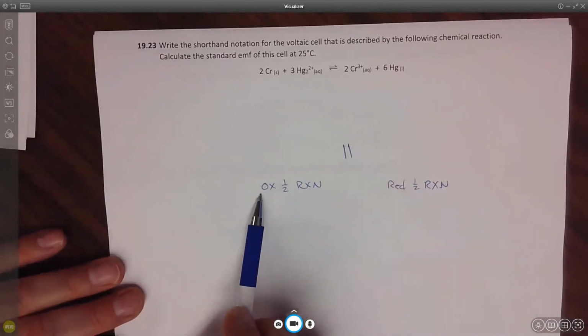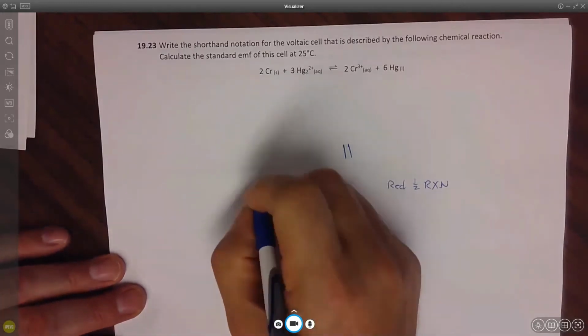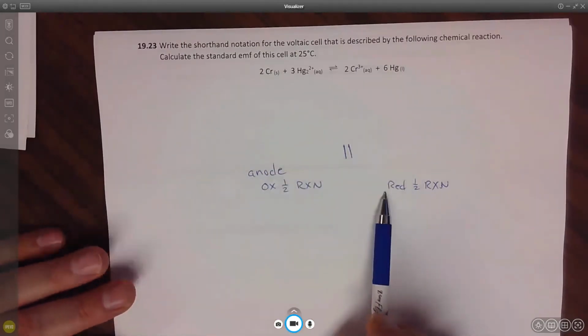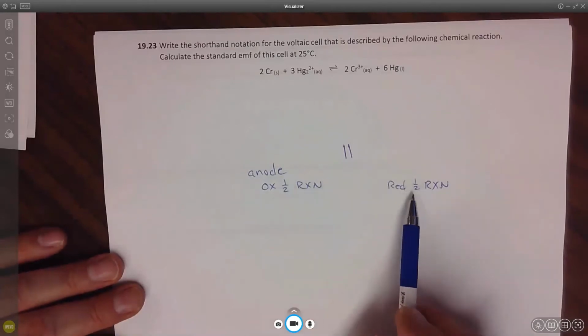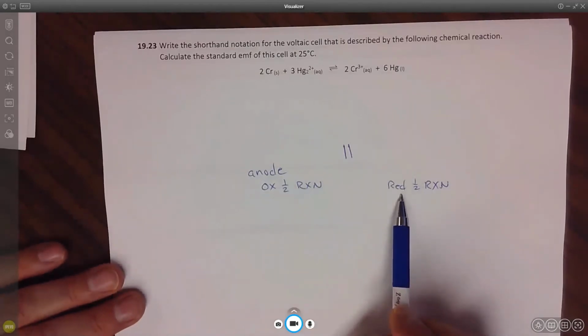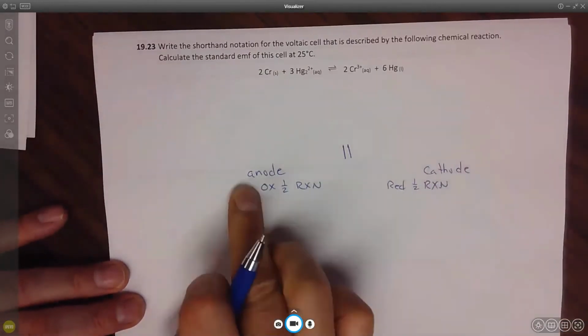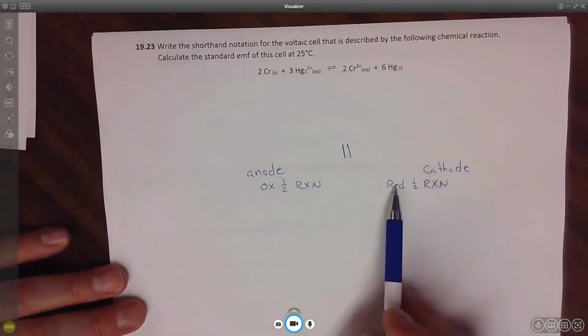What is the electrode at the oxidation half reaction called? Is O a vowel or consonant? It's the anode, another vowel. Notice that O comes before R in the alphabet. What is the electrode at the reduction half reaction called? The cathode. Again, notice A comes before C. This is a consonant, this is a consonant.